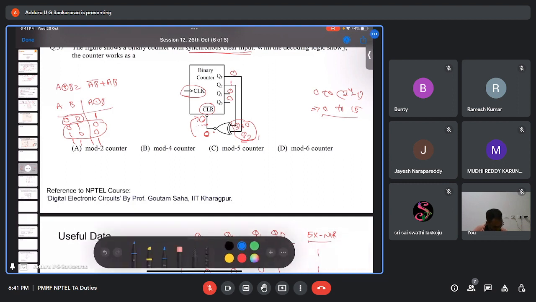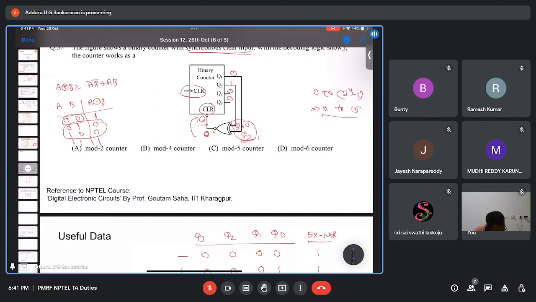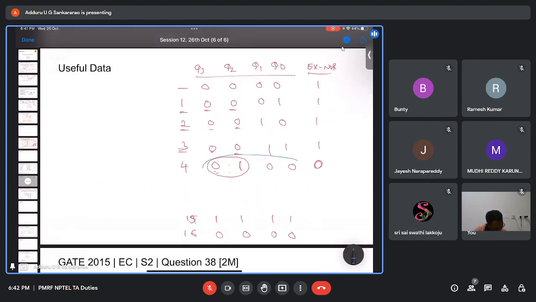Now when Q3, Q2 are 0 and 1, the output of the XNOR gate will be 0. That means it is connected to the clear input. So immediately this state will be cleared. It will not stay for long. Within a fraction of time, all the flip-flops will be cleared. Why? Because for this XNOR gate, we are giving 0 1 input. The output of the XNOR gate is 0. Now it is connected to the clear bar input. So clear bar will be active, all the flip-flops will be cleared.